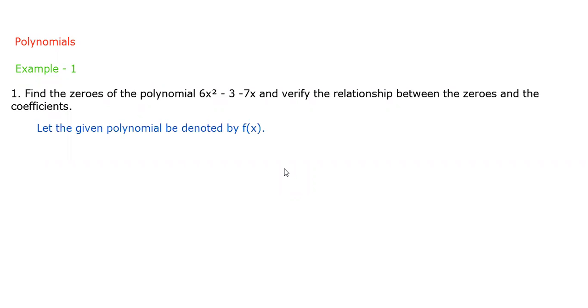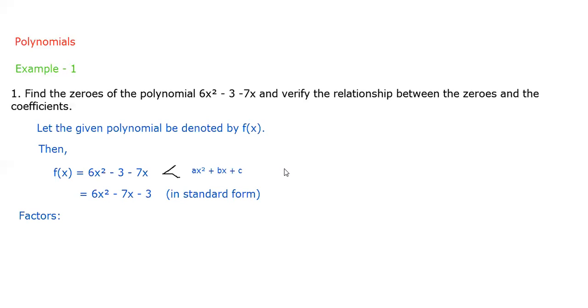This polynomial we are denoting as f(x). Then what will be our f(x) in this sum? It's nothing but 6x² − 3 − 7x. The general form of a quadratic polynomial is ax² + bx + c, but here we didn't get it like that. First it is x², then we got the constant term, then x. So first we are going to align it: 6x² − 7x − 3, which is in standard form.